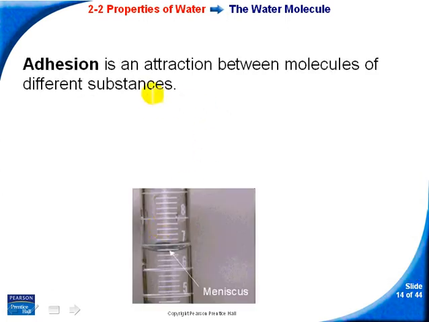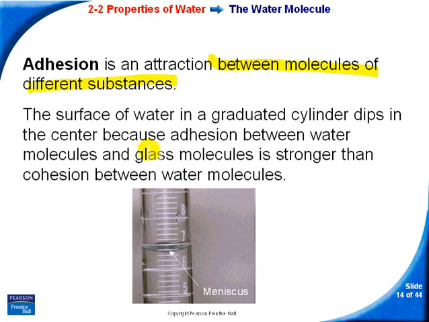Now, adhesion is the attraction between molecules of different substances. And in this case, water is going to stick to the glass molecules of this graduated cylinder, and you can see there's a slight dip in the water level on this and gives us what's called the meniscus of the water in the beaker.